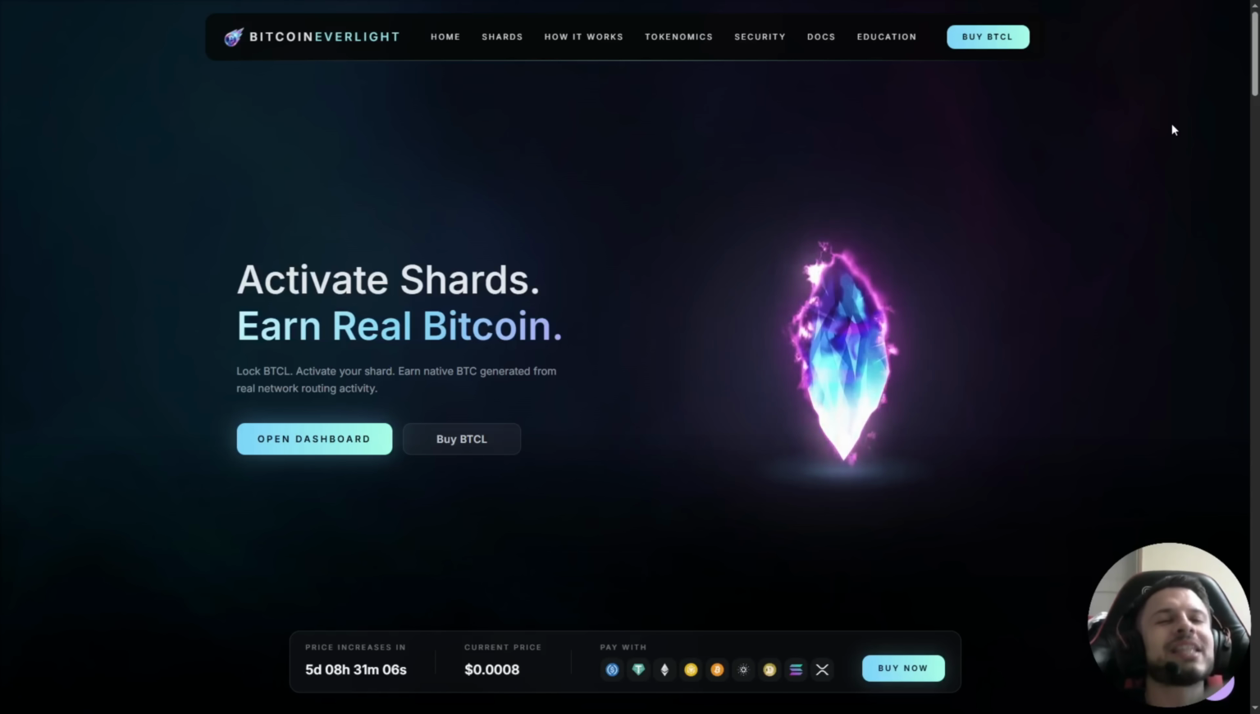And this is not just a small update. This is a full evolution to version 2 of the ecosystem. Now, before we go further, transparency matters. Bitcoin Everlight was originally launched earlier, but the team decided to completely revamp the project architecture to simplify the experience for users. And importantly, everyone who participated before the revamp was compensated.